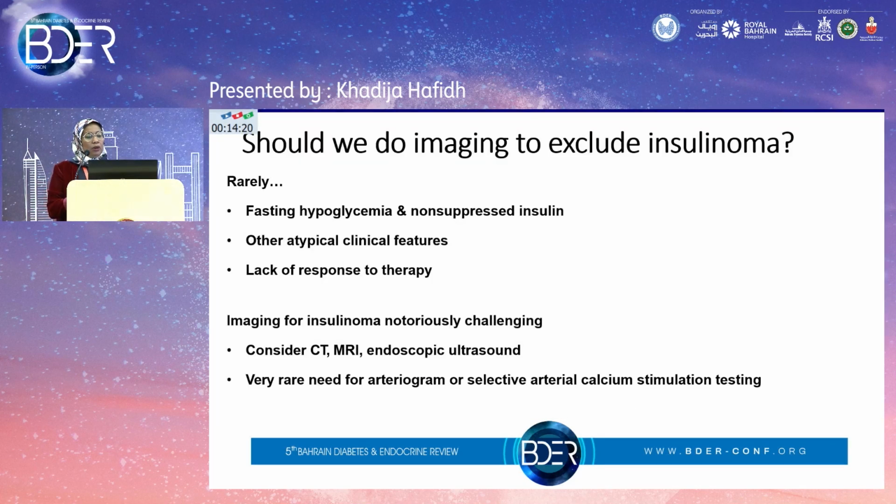Right, so what about imaging then? Should we consider imaging for every patient that presents to us with hypoglycemia? Rarely. You would consider it if the patient, like I said earlier, is presenting with a fasting hypoglycemia and other atypical clinical features, or their response to therapy is limited. Imaging for insulinoma can be quite challenging. You might have to do an MRI or an endoscopic ultrasound. Very rarely there may be a need to do some selective arterial calcium stimulation testing as well.